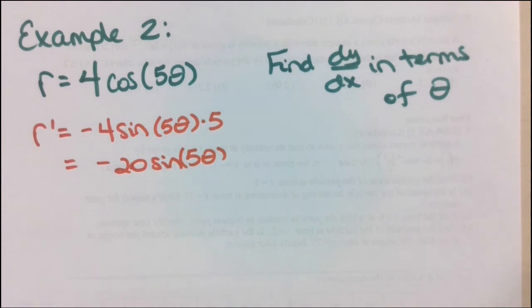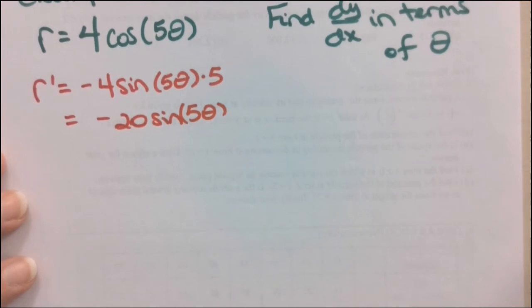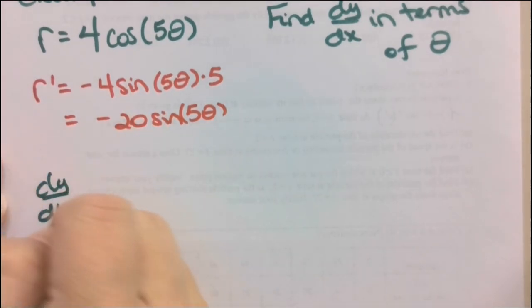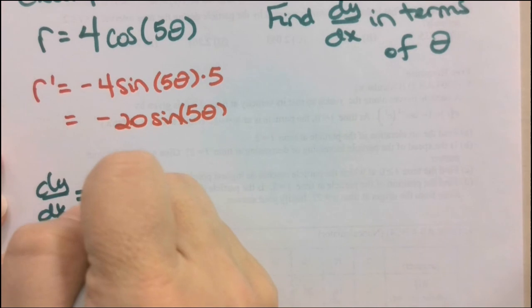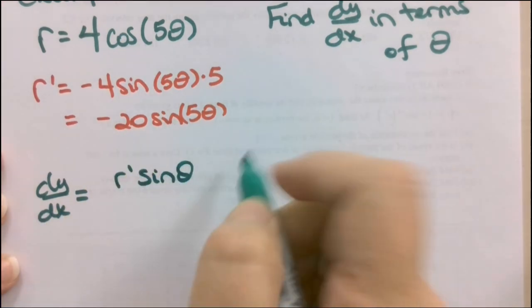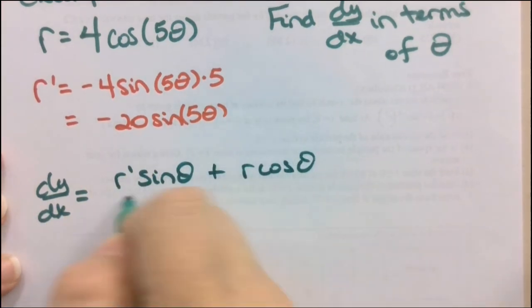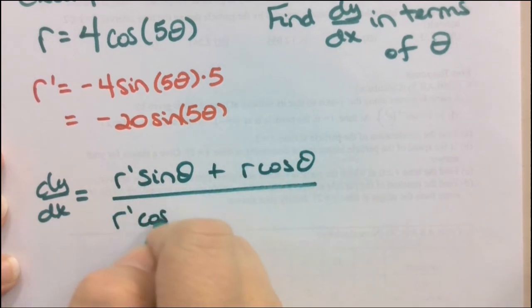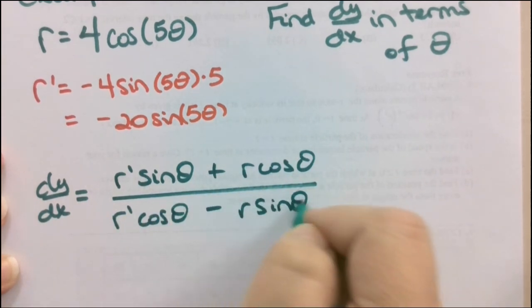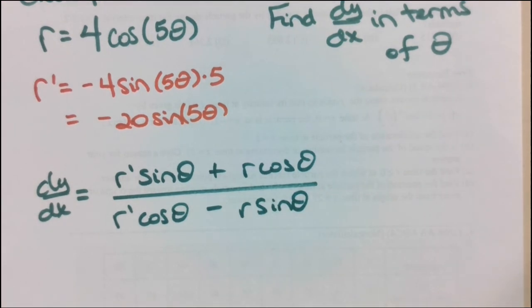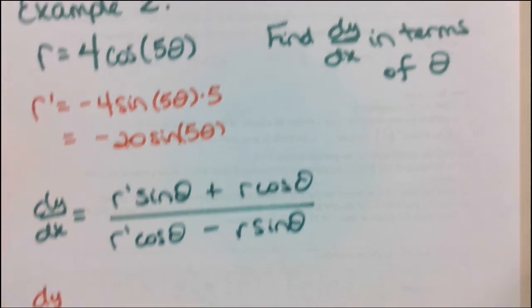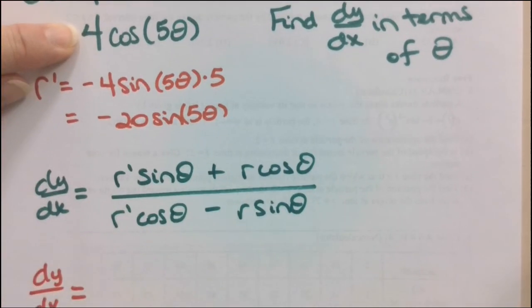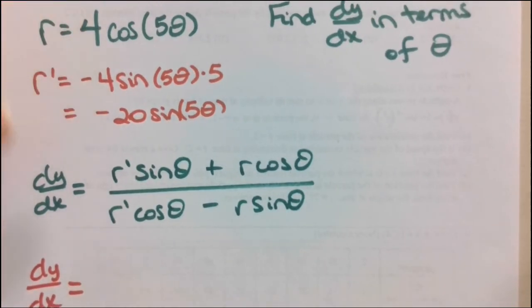I'm going to write out our rule again, and I was wishing last time I had changed colors, so I'm going to change colors this time. dy/dx is equal to r prime sine theta plus r cosine theta over r prime cosine theta minus r sine theta. That's our derivative, the slope of the line tangent to a polar curve. For our particular r equal to 4 cosine of 5 theta, we're going to plug in these functions.